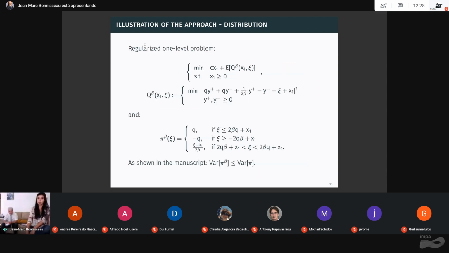When we see the regularized problem for this example, we have the same formulation that we have already seen, where the constraint is now in the objective function multiplied by a parameter 1 over 2 beta. And we can also compute analytically the distribution of the Lagrange multiplier pi beta psi. So we see that here we have three possibilities, and two of them are the same we had before, but we have another possibility in between these other two sets, where the price is psi minus x1 over 2 beta. We can prove, as shown in the manuscript, that the variance of pi beta is less than or equal to the variance of pi. So regularization, in this case, reduces the variance of the price signal.